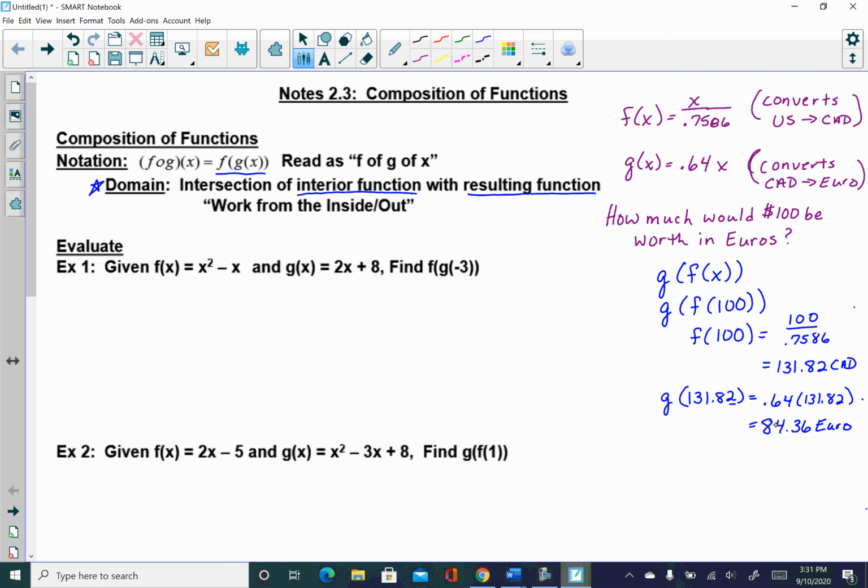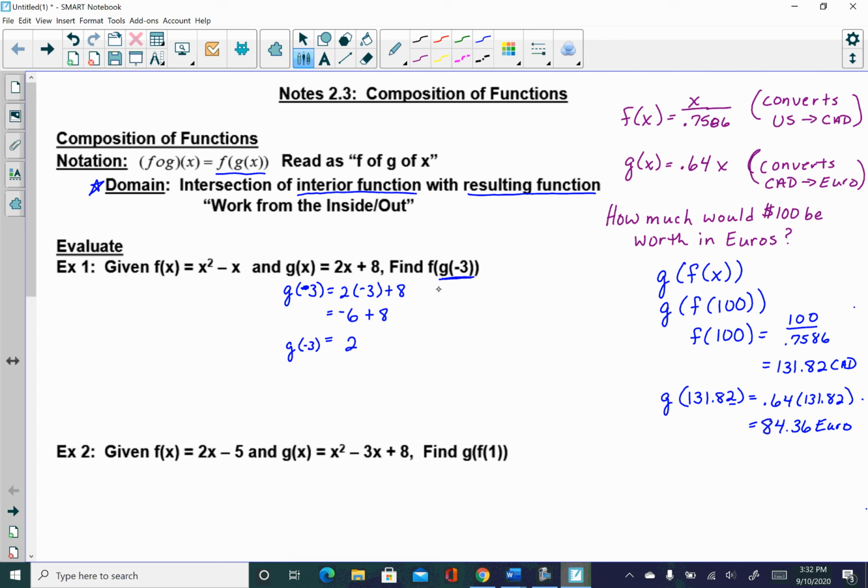So that's the mechanics of composition of functions. I'll do example 1 here with you and let you try example 2 on your own. In example 1, they give us f of x and g of x, and they want us to find f of g of -3. Like I've said before, work from the inside out. So you've got to find g of -3 first. That says go to your g function. Everywhere you see an x, you're plugging in -3. So 2 times -3 plus 8, -6 plus 8, and that gives us 2. So that's g of -3.